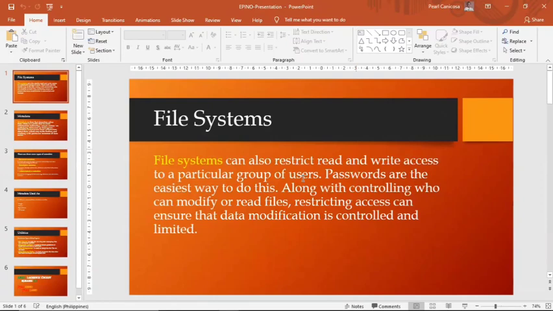Good afternoon everyone. File system. A file system can also restrict read and write access to a particular group of users. Passwords are the easiest way, along with controlling and modifying reading, while the data modification is controlled and limited.